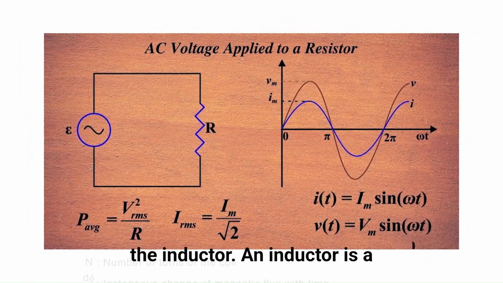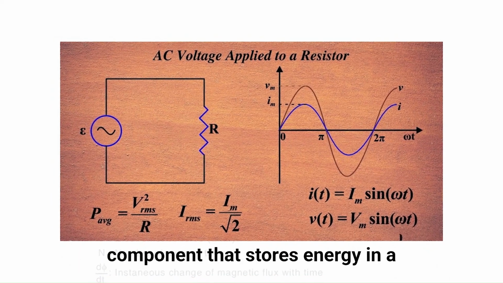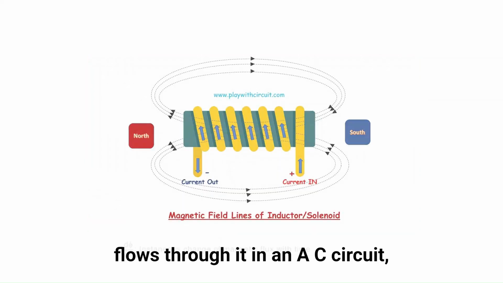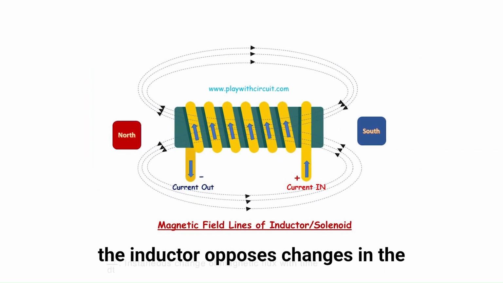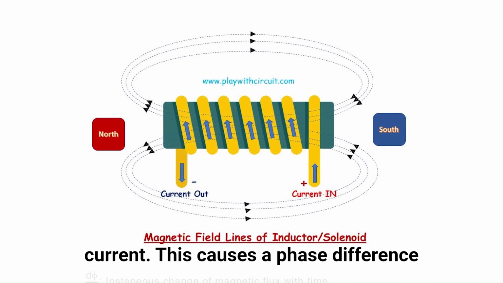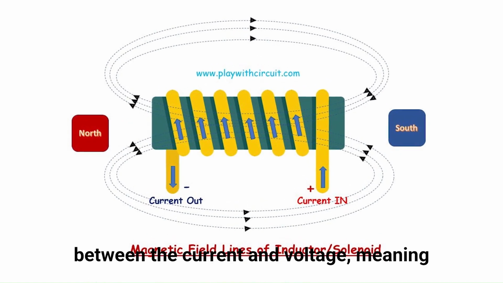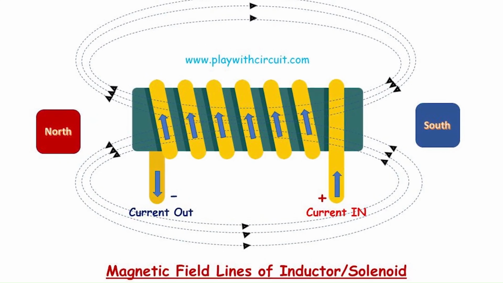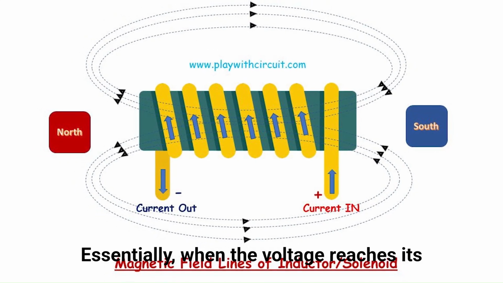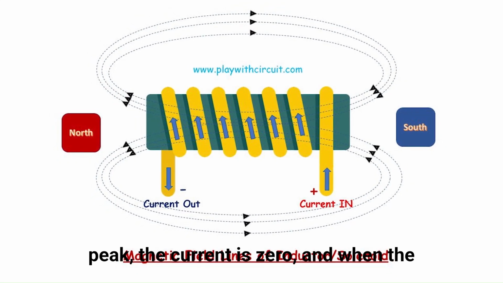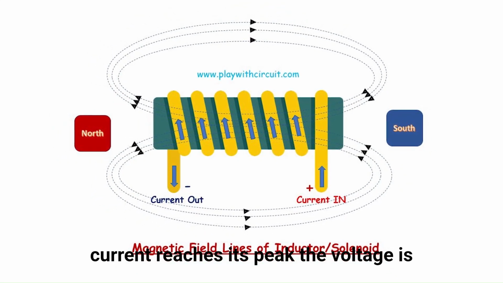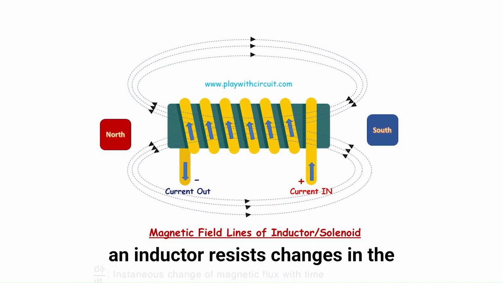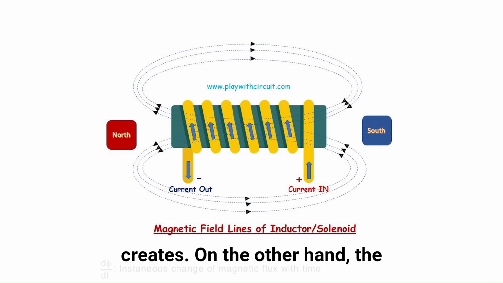Next, we have the inductor. An inductor is a component that stores energy in a magnetic field when an electric current flows through it. In an AC circuit, the inductor opposes changes in the current. This causes a phase difference between the current and voltage, meaning the current lags behind the voltage. Essentially, when the voltage reaches its peak, the current is zero, and when the current reaches its peak, the voltage is zero. This behavior happens because an inductor resists changes in the current due to the magnetic field it creates.